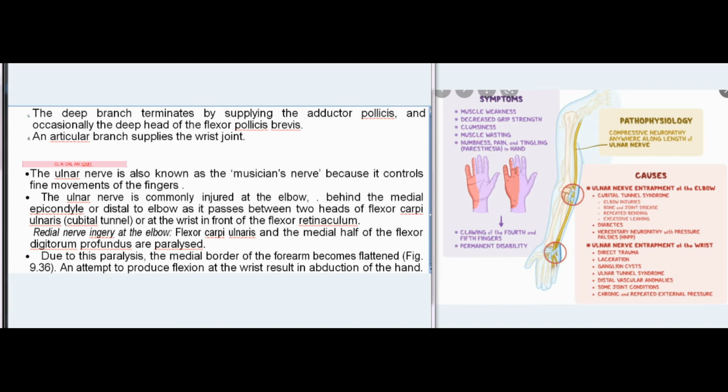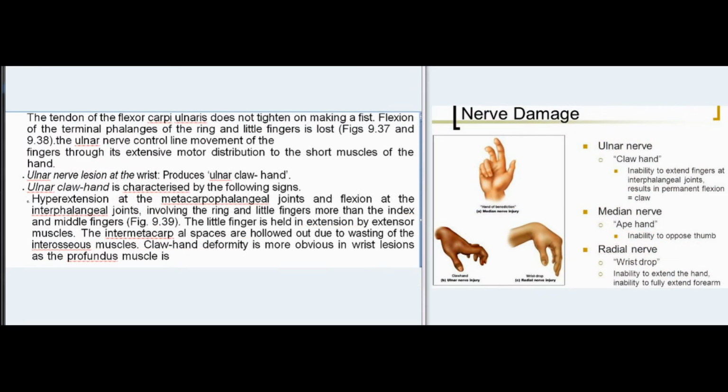In ulnar nerve injury at the elbow, flexor carpi ulnaris and the medial half of the flexor digitorum profundus are paralyzed. Due to this paralysis, the medial border of the forearm becomes flattened, Fig 9.36. An attempt to produce flexion at the wrist results in abduction of the hand. The tendon of the flexor carpi ulnaris does not tighten on making a fist. Flexion of the terminal phalanges of the ring and little fingers is lost, Figs 9.37 and 9.38.